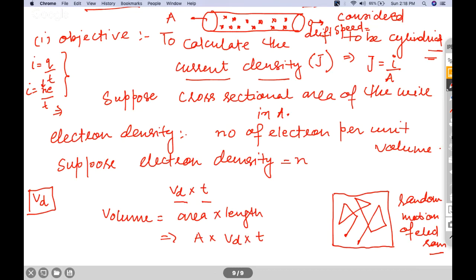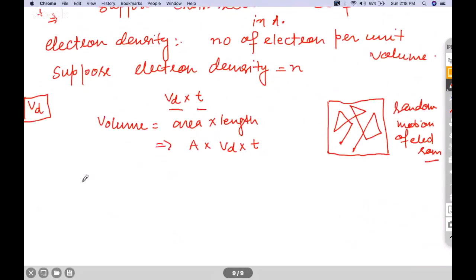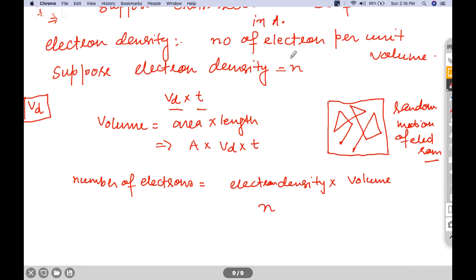Now the number of electrons in this would be equal to electron density multiplied by volume. What is electron density? It has been given to me as n, and volume I have calculated as A into Vd into t. So this is the number of electrons. I am writing it, omitting the multiplication sign, as n A Vd t. Now these are the number of electrons.